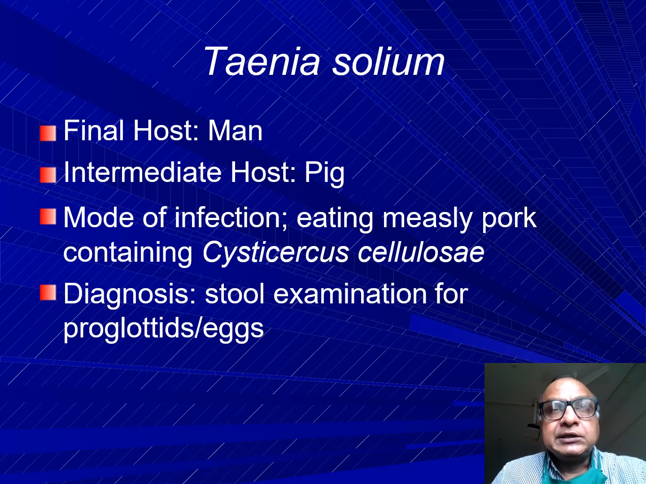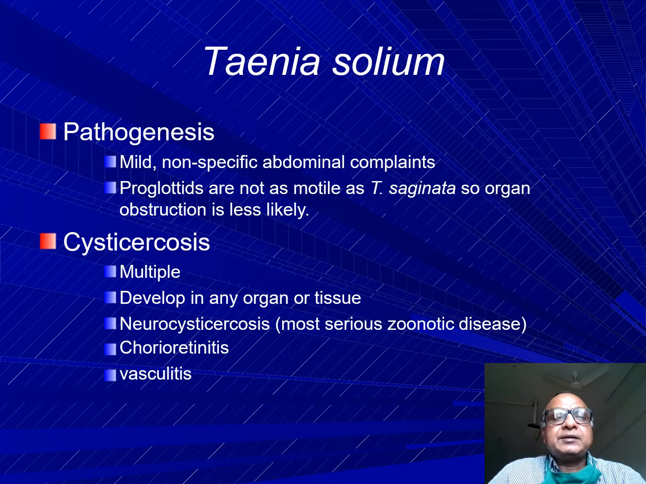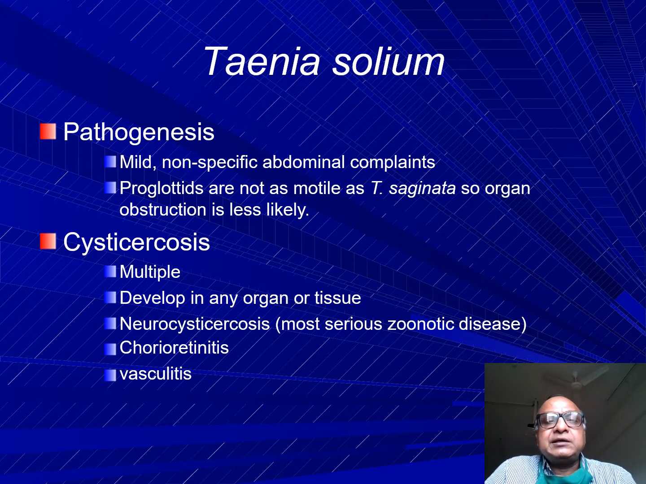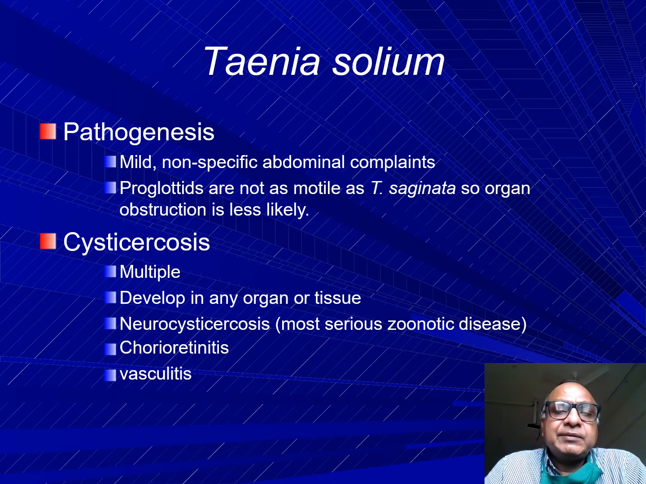Looking broadly at the life cycle, the final or definitive host is man, the intermediate host is pig, and the mode of transmission is pork. The diagnosis is stool examination for the eggs or proglottids, or accidentally we may get the whole worm. Pathogenicity due to the adult worm is not very much. Obstruction is very unlikely. Common mild non-specific abdominal complaints only may be there.